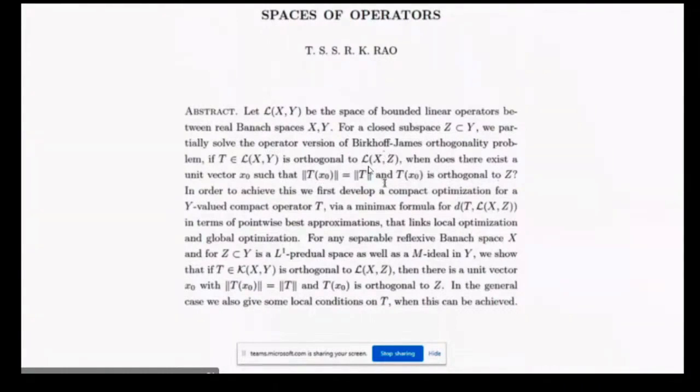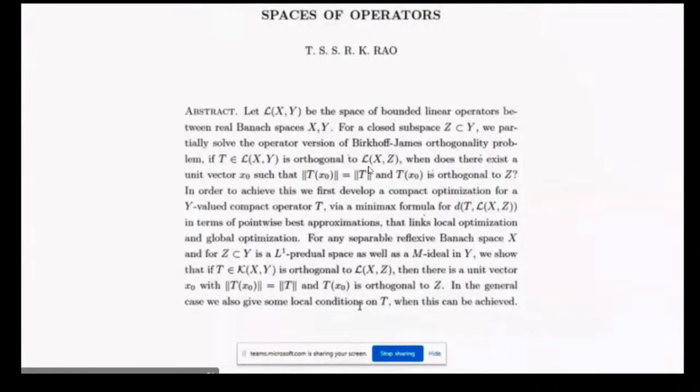So the important question is that if you have a T that is orthogonal to this space L of X,Z, then can you find a unit vector x0 such that the norm of T is attained at that vector x0, and the vector T of x0 is orthogonal to Z? So this somehow tries to relate orthogonality of an operator to a collection of operators to orthogonality of a vector to the corresponding subspace. So that is the challenge. You have only information globally, then can you actually get local information?